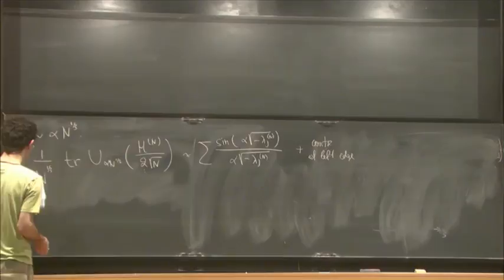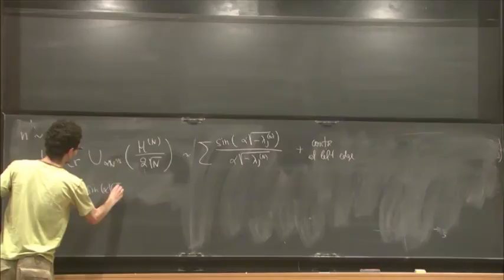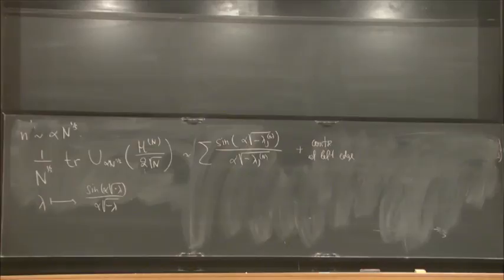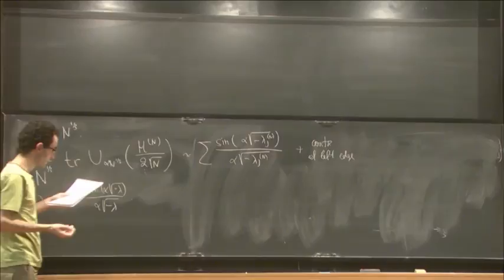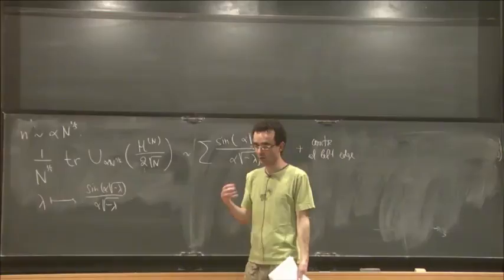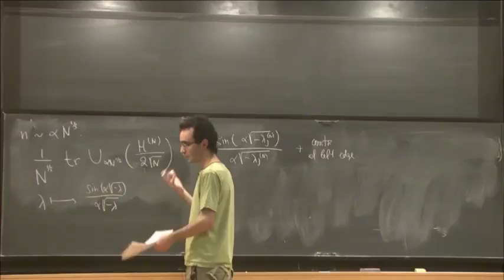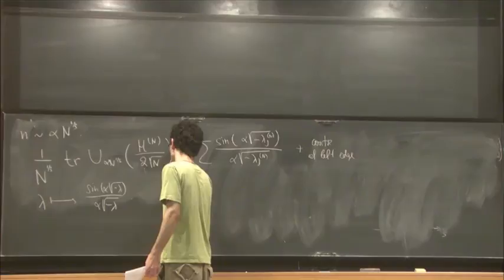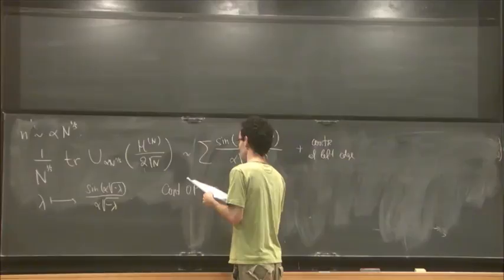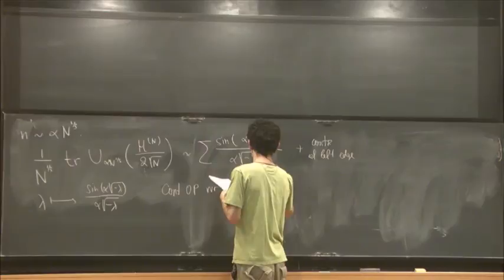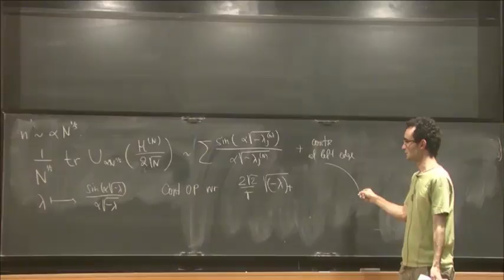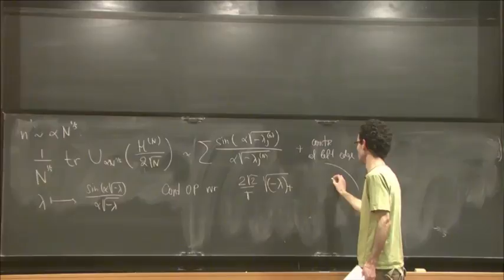Now, what are these functions? Lambda goes to sine of alpha square root of minus lambda divided by alpha square root of minus lambda. Well, we got them as scaling limits of orthogonal polynomials, so not surprisingly, they are something like orthogonal polynomials. Indeed, there is something called the continuous analog of orthogonal polynomials, introduced by Krein in the 50s, and these are the continuous orthogonal polynomials with respect to the measure which we get by rescaling the Wigner semicircle near the edge. They indeed behave like orthogonal polynomials. For example, here they oscillate, and here they grow exponentially.